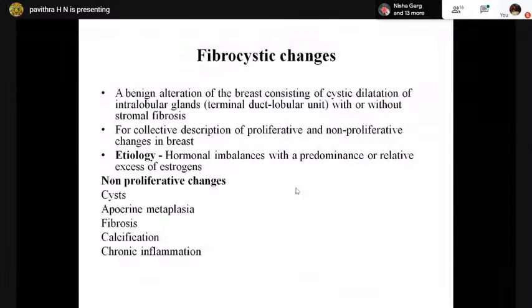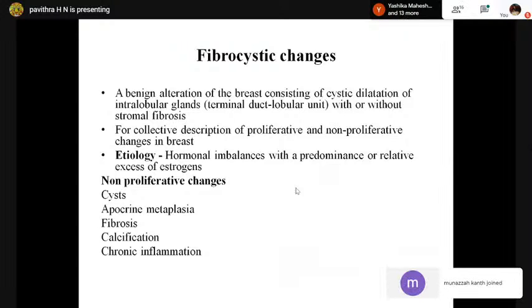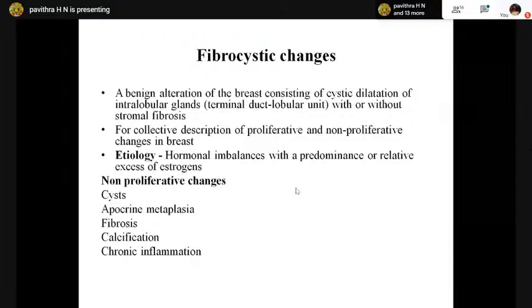The next entity is fibrocystic change. That is a benign alteration in the breast consisting of cystically dilated intralobular glands. There will be dilatation of the TDLUs. The surrounding area may show stromal fibrosis or not. It is actually a collective descriptive terminology used for both proliferative and non-proliferative changes in the breast, and they reflect a hormonal imbalance, most commonly with excess estrogen. The non-proliferative changes are composed of cysts, apocrine metaplasia, fibrosis, calcification, and chronic inflammation.